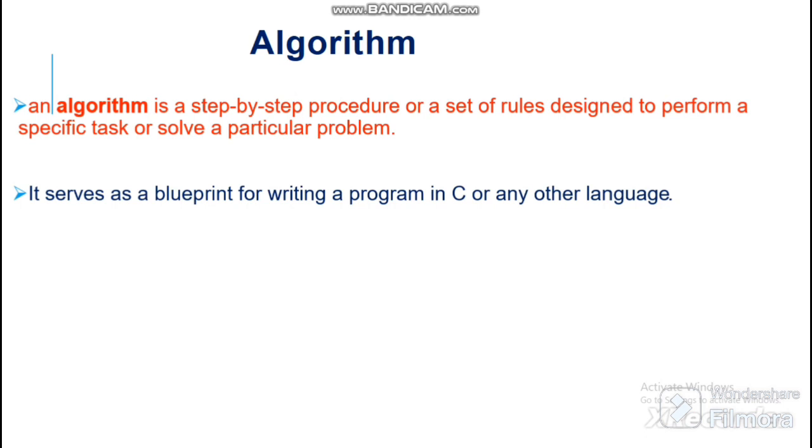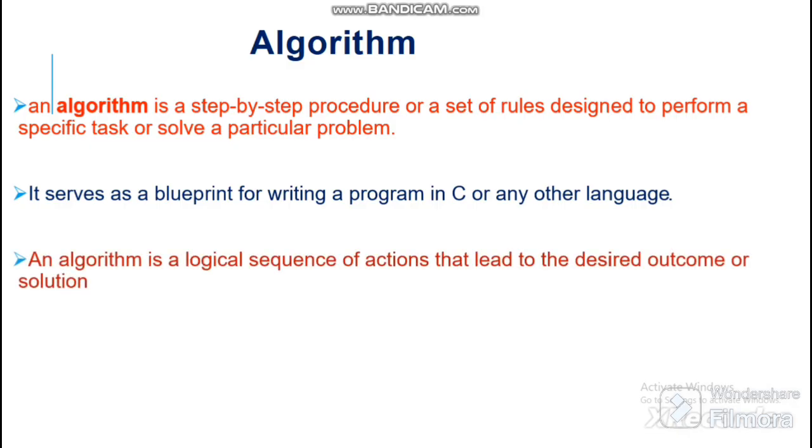What is in the blueprint? For example, when you are constructing a building, before constructing it, we design the building plan first. Then, according to the plan, we construct the building. That is nothing but a blueprint. Similarly, in C language, before writing the code, we need to write an algorithm, a step-by-step representation, so that after that, it is easy to write the C code.